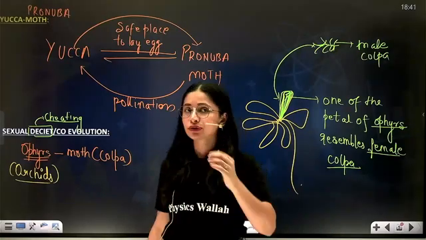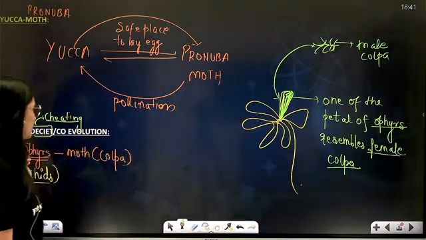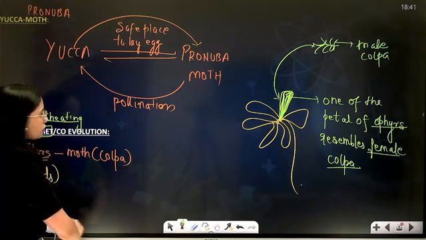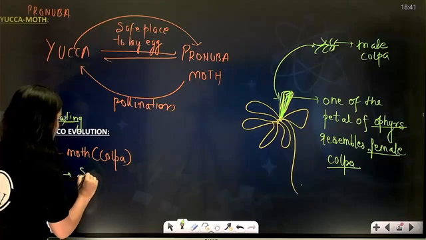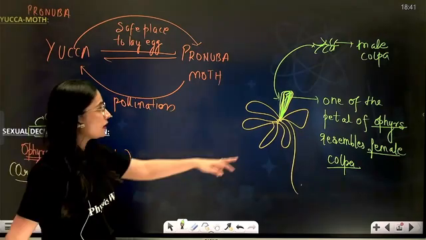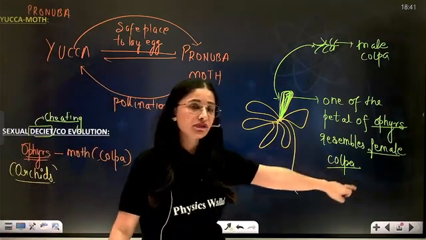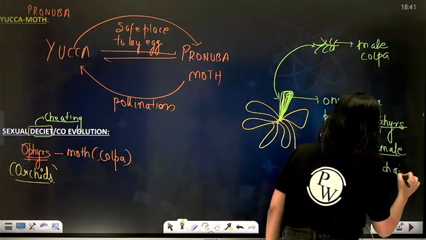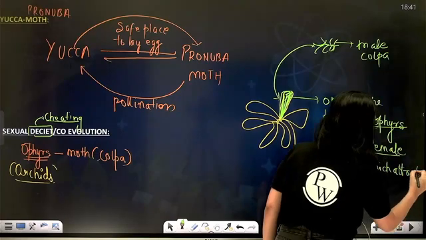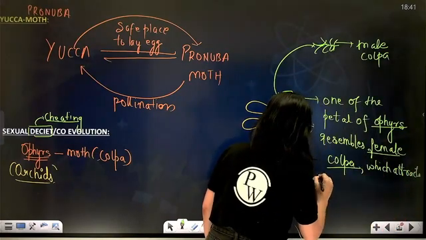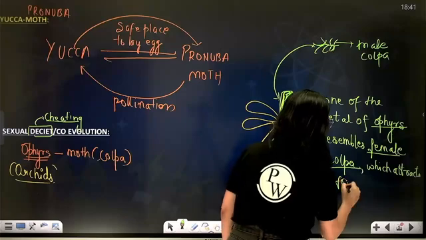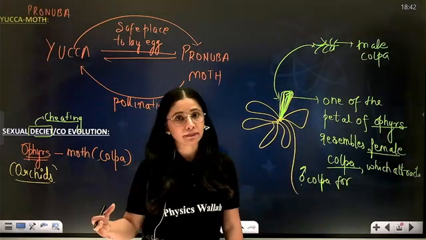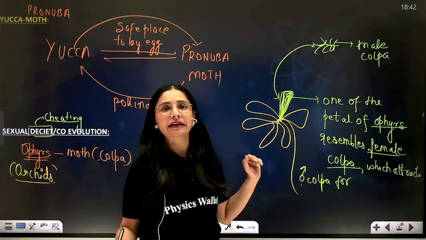So how are you going to write this? That why it is sexual deceit or co-evolution? Chalo, see how you will write sexual deceit or co-evolution. There I'll write, one of the petals of Ophrys resembles the female Colpa which attracts the male Colpa for pseudo-copulation. Why am I saying pseudo-copulation? Because copulation is not happening. Still the male Colpa is getting attracted, right?